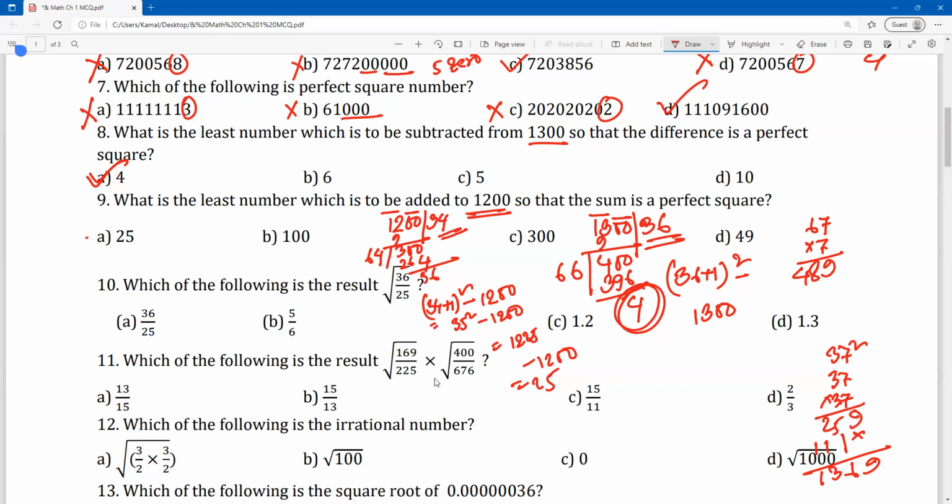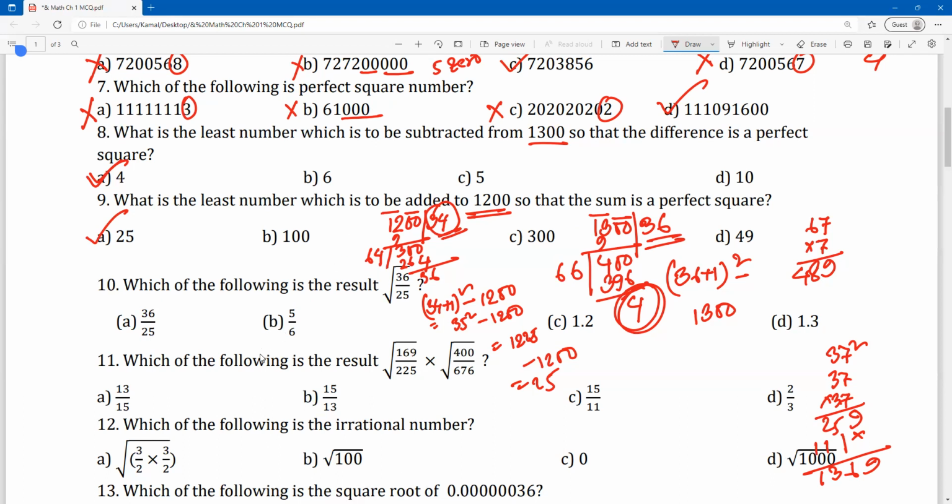So option number A. In terms of addition, two steps. First step, find the remainder. Then the answer is here 34 and 34. The next number will be 35 and 35 square minus the given number.